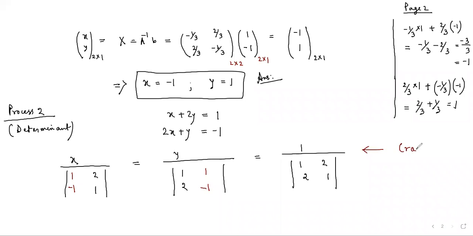This particular rule is called Cramer's rule, and probably you have learned this rule in your school days. Those who do not know Cramer's rule, I'm again saying what I'm doing over here. First of all, by looking into the solution, I'm writing X by something equals Y by something equals 1 by something. That is the process. This is step number 1. In step number 2, what I'm doing is the following.